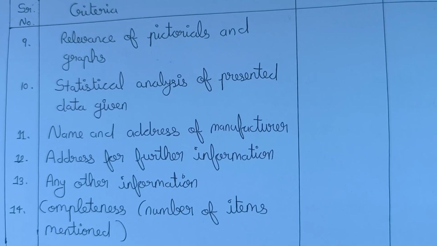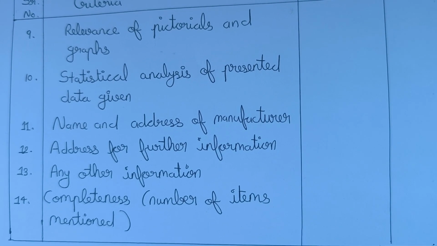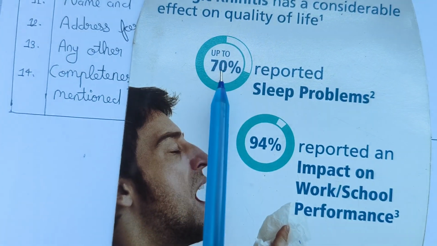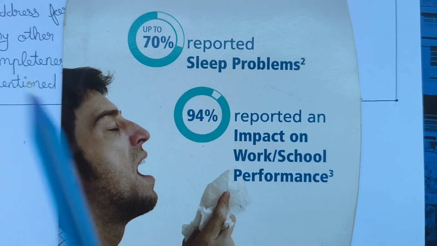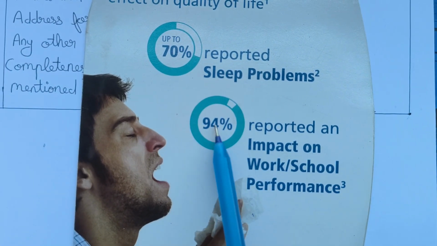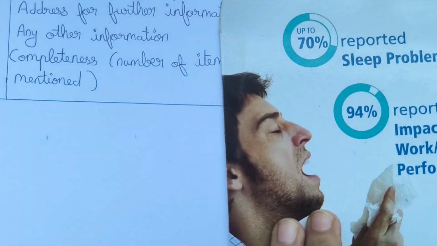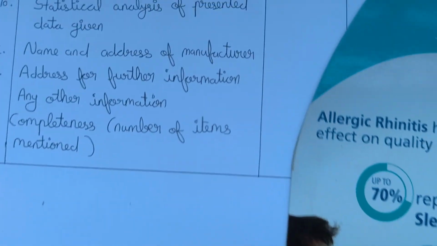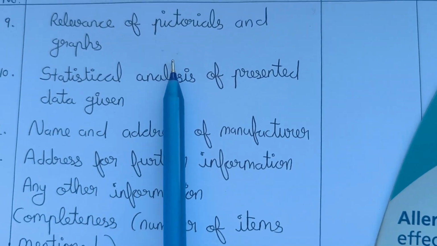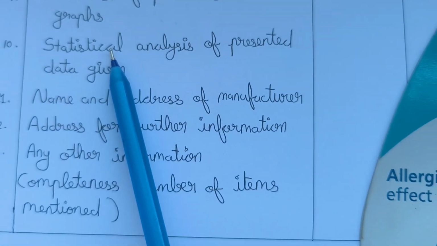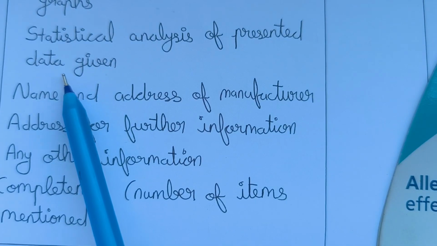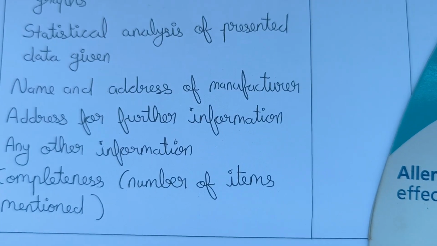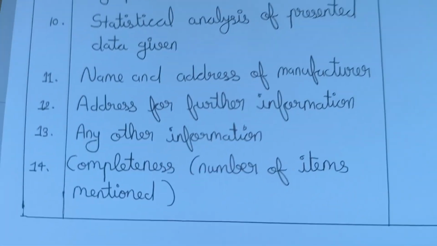The ninth is the relevance of pictorial and graph. So here the pictorials are given like up to 70% reported sleep problems, but these are the problems, not the effectiveness of the drugs. So it is not given. But if it would be given, then some references would also be given about the surveys made, like statistical analysis of the data presented. So it is not mentioned here.